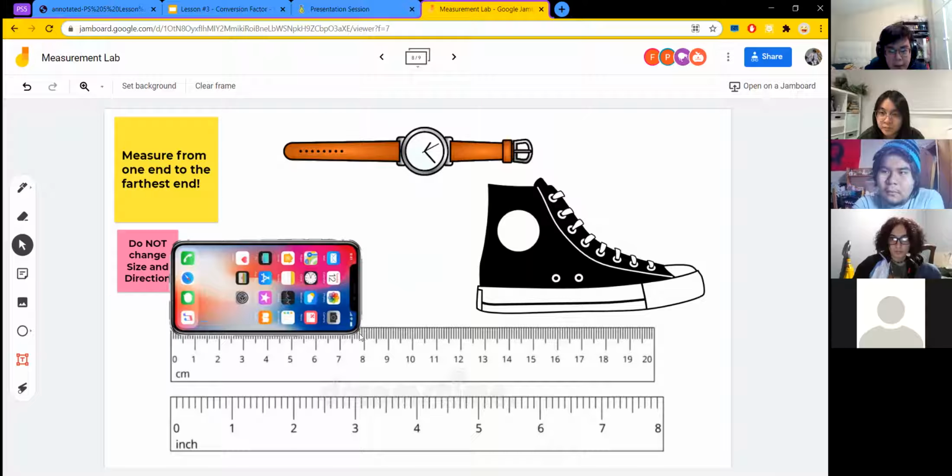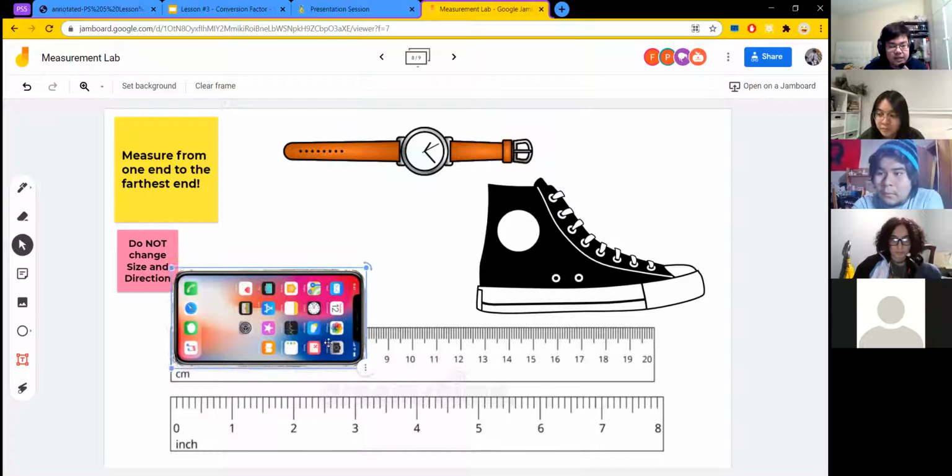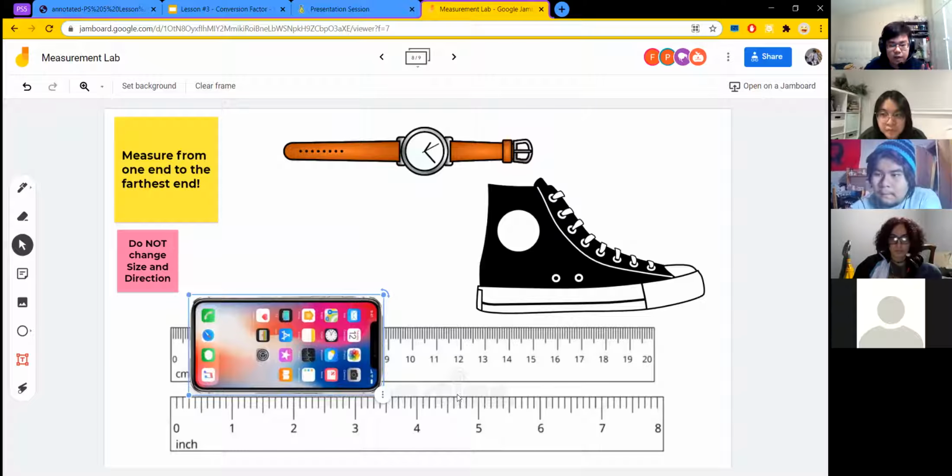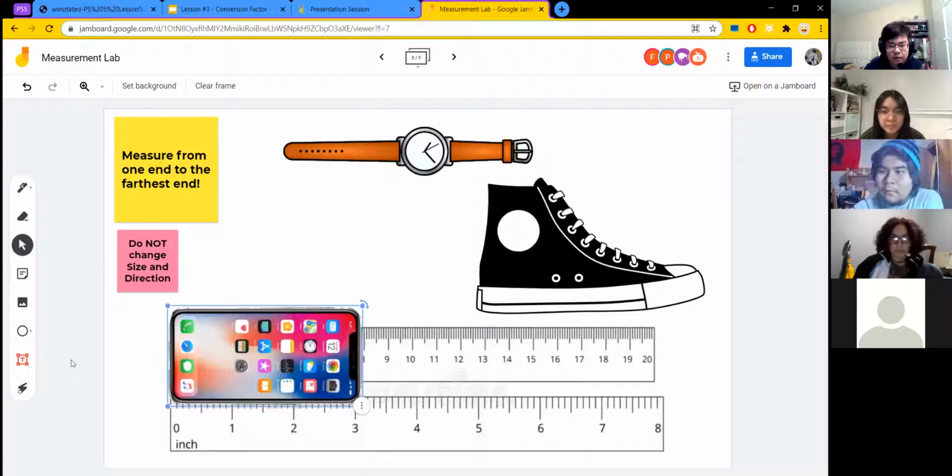So this is about like what, 7.8, 7.9, right? So just kind of eyeball it. It doesn't need to be that precise. And then you're gonna repeat the same thing, but for inches. It's just right below. Just move the object, don't move the ruler though, because that's gonna mess up your measurement. So that's what you do.